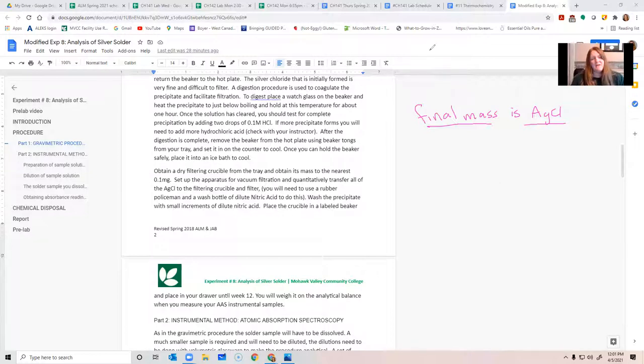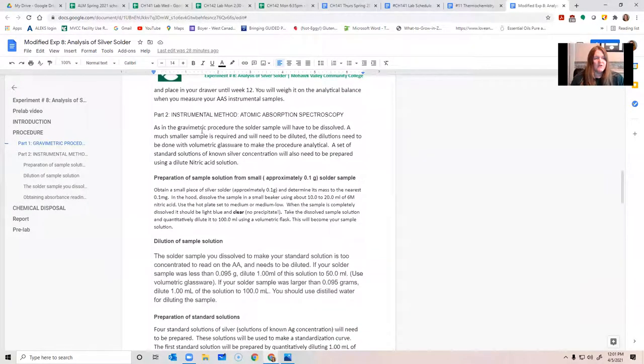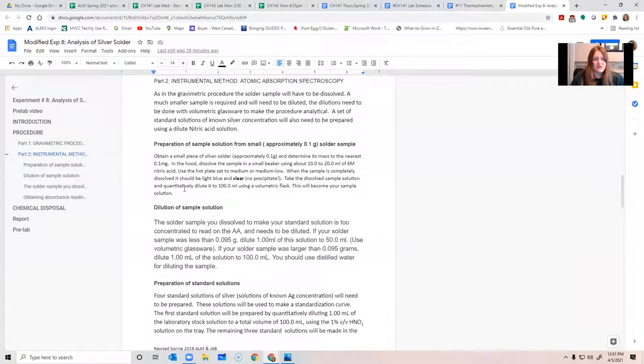And then the other thing to be aware of is, at the same time as you are doing part one, you're also going to be working on part two. Part one is a lot of waiting, where you're waiting for stuff to heat and digest and cool. So in between those steps, you're going to go on and do some dilutions. Remember that when we do dilutions, you need to use volumetric glassware, so you always get those two decimal places of precision, okay?